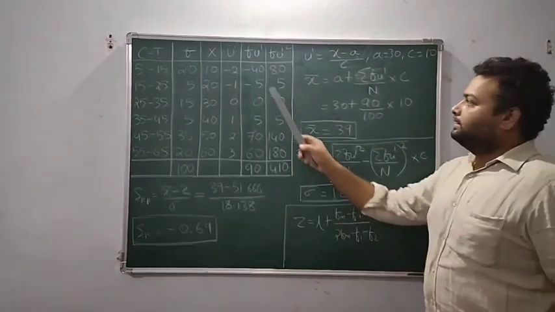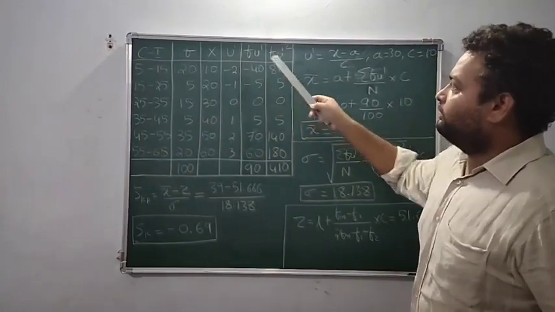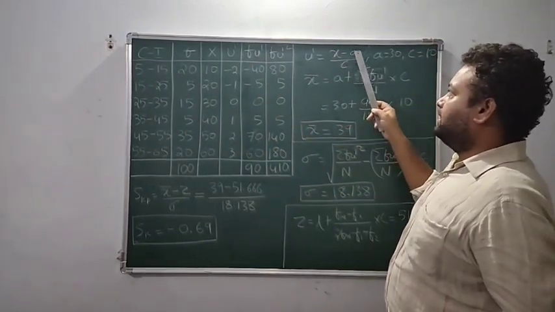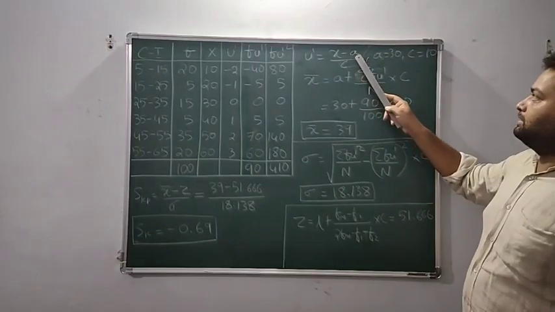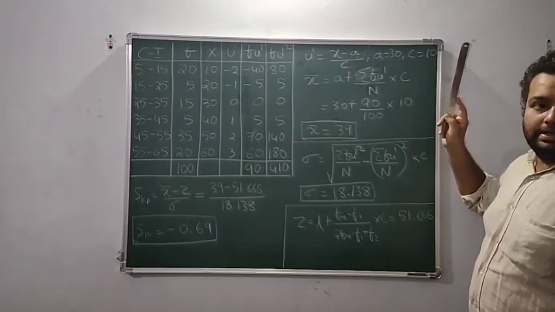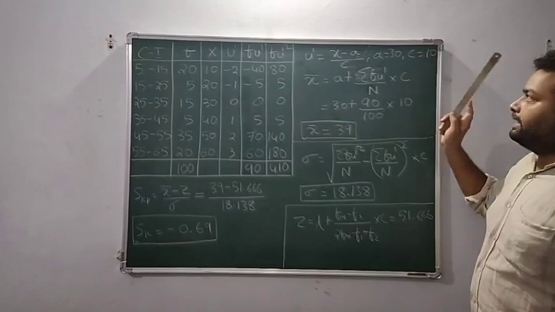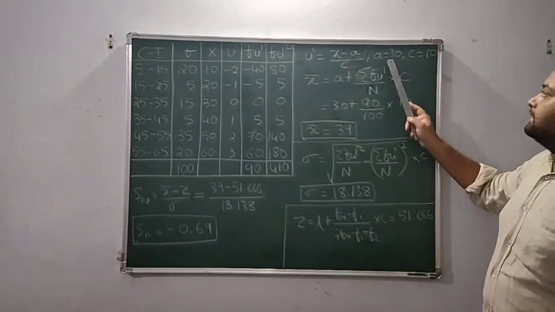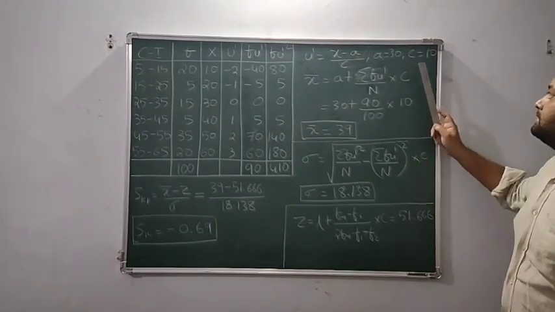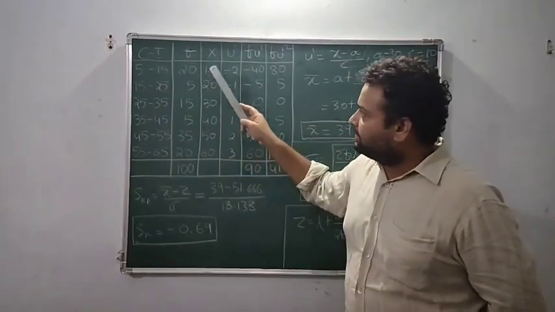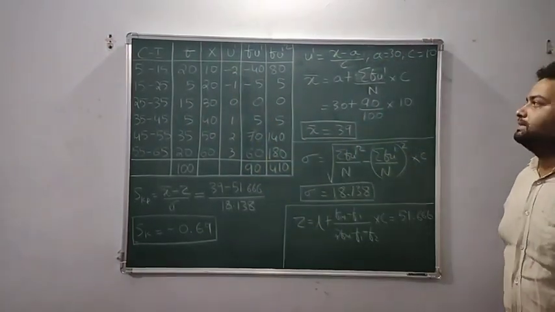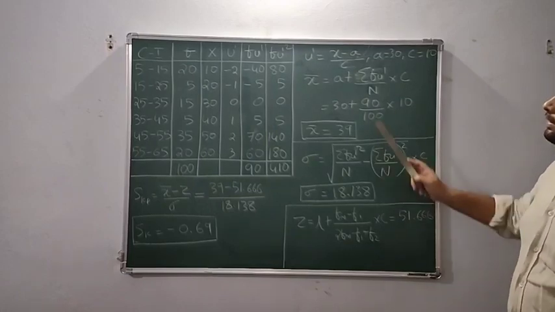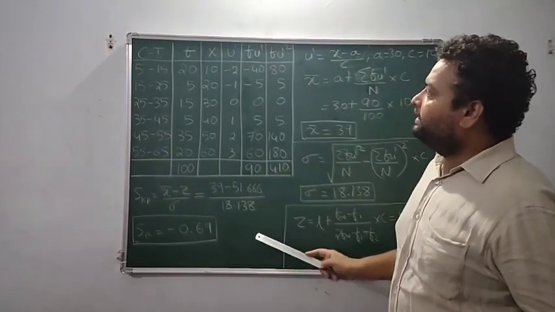So here in this table the value of u dash is x minus a divided by c. In place of a we are substituting 30, and in place of c we are taking the value 10. A is the assumed value and c is the common difference between any two consecutive x values. So we compute the u dash column here.